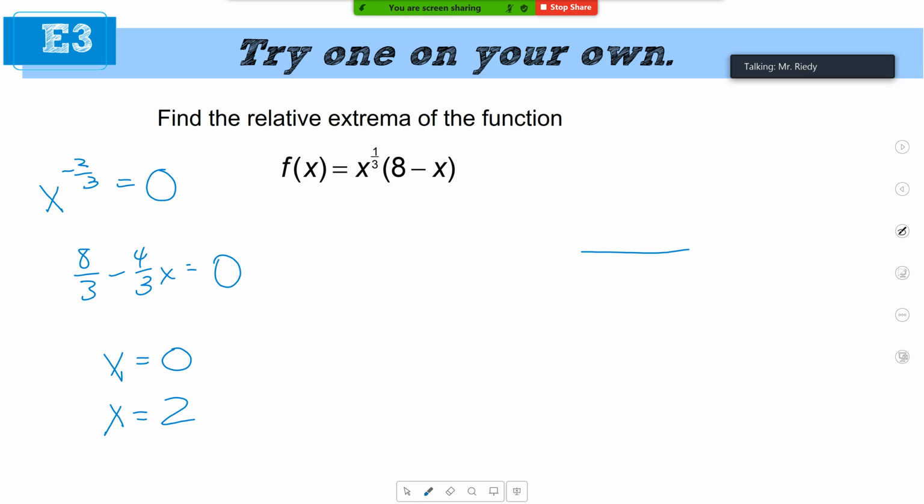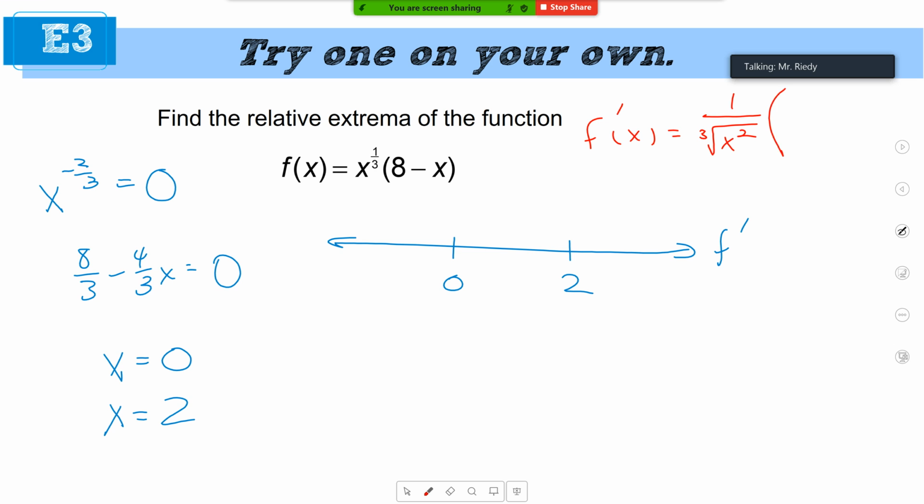Okay, so f prime at 0, 2. Ooh, I erased my derivative. I'm an idiot. F prime of x was x to the negative 2/3. Actually, I'm going to do 1 over the cubic root of x squared. That might help some of you out. And 8/3 minus 4/3 x. Okay. That's where I'm going to plug and chug numbers into.